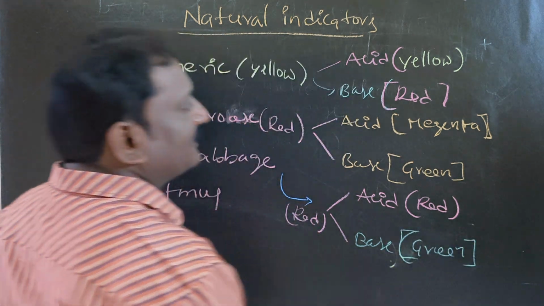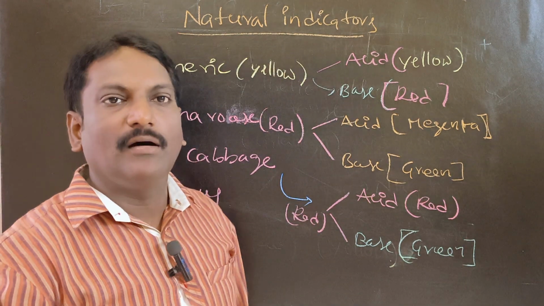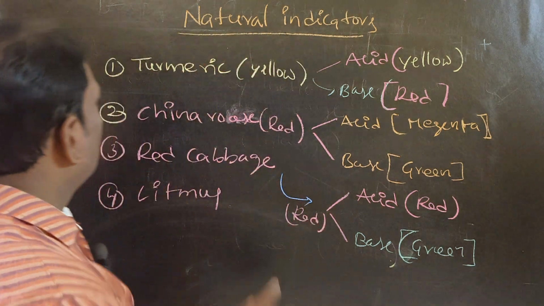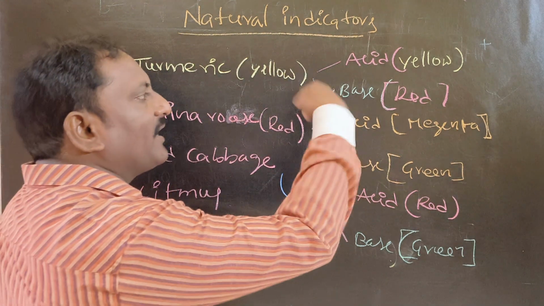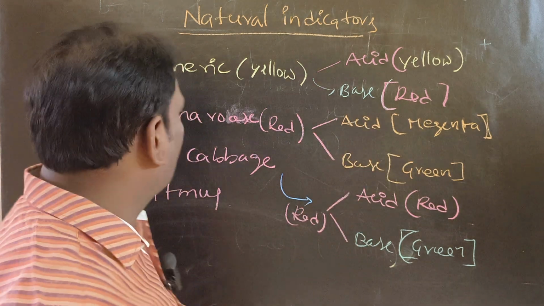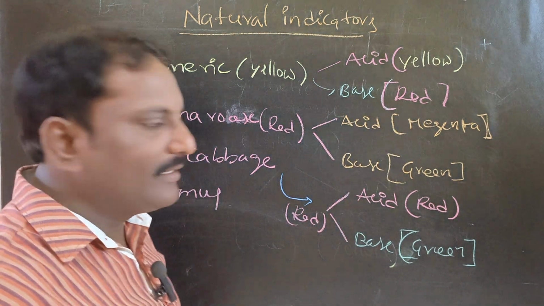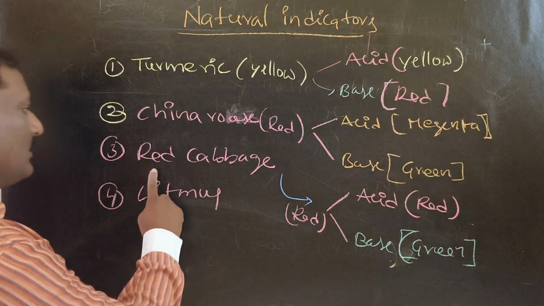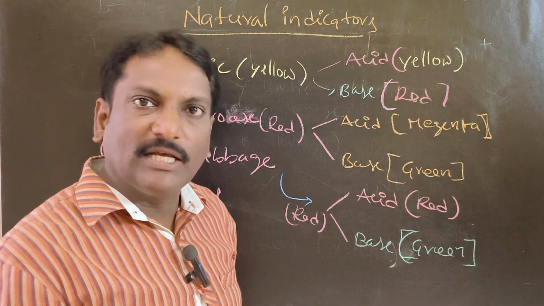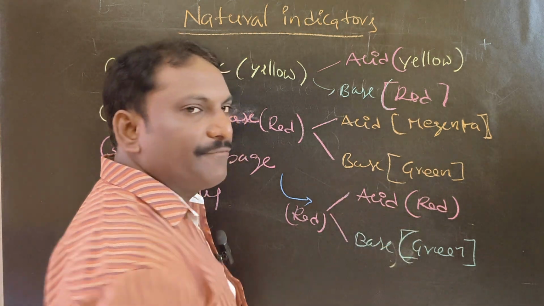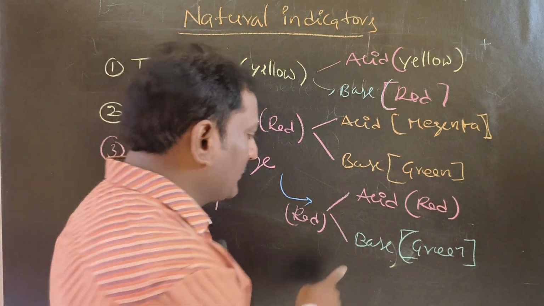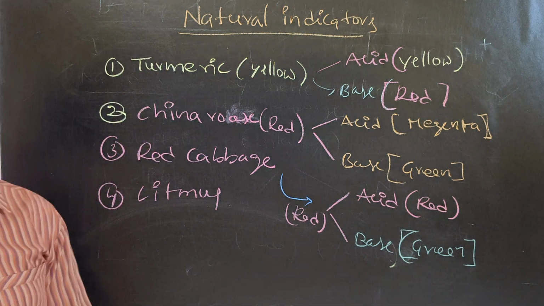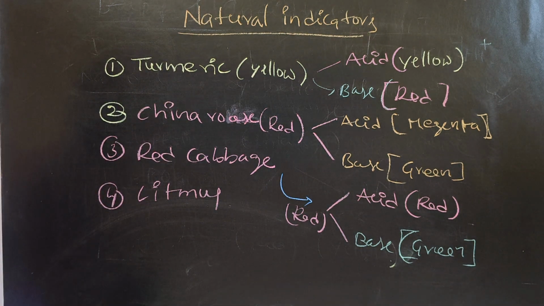So no need to go into detail about this one. Please remember the colors of the indicator in the presence of acid and base. Turmeric is yellow, in acid remains unchanged, in base gives red color. China rose is red in color, in acid turns magenta and in base gives green color. Red cabbage itself is red, in the presence of acid remains unchanged, in the presence of base it changes to green color. Then what about litmus?